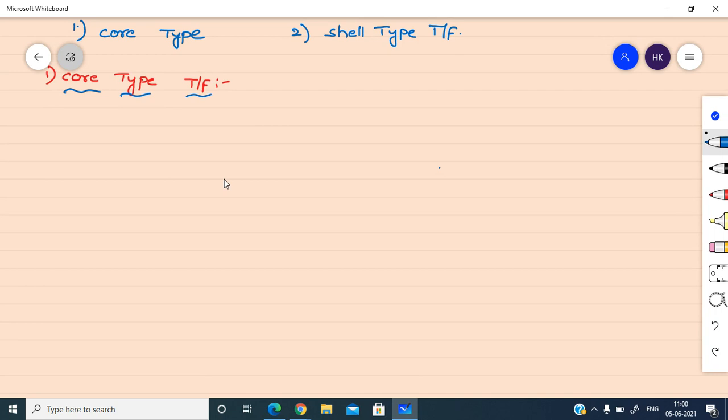So based on construction, that means these two transformers have a difference in construction. So based on that only we are calling it as core type transformer and shell type transformer. So what are those differences in this core type and shell type transformers? This core type has two limbs and two yokes.